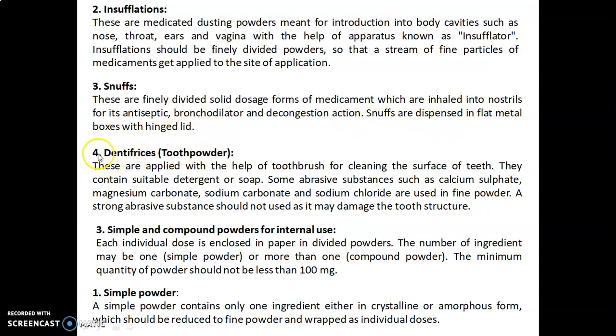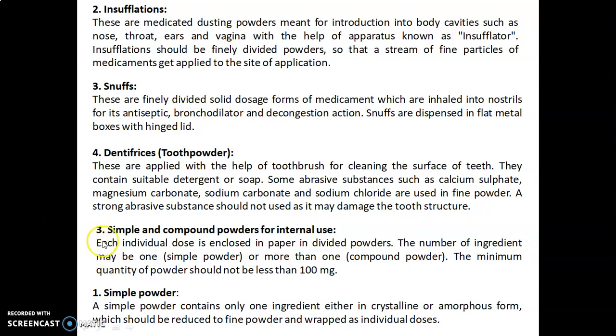Then the next one, fourth class, that is dentifrices, which are tooth powders. These are applied with the help of a toothbrush for cleaning the surface of the teeth. They contain a suitable detergent or soap. Some abrasive substances such as calcium sulfate, magnesium carbonate, sodium chloride are used in fine powder. A strong abrasive substance should not be used as it may damage the tooth structure.